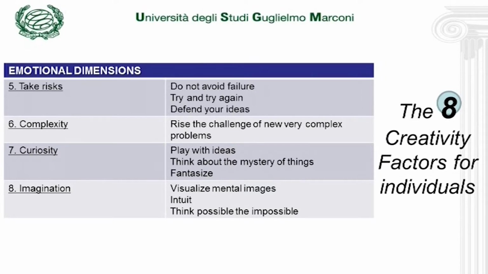And here we have factors 5, 6, 7 and 8, which are the emotional dimensions of creativity. Five, taking risks, the ability to say, okay, it's not a problem if I fail, I want to try, trying is better than failing. Complexity, the challenge of a new, very complex system. Curiosity, the idea of playing with other ideas and thinking about the mystery of things. And imagination. Think the impossible possible, someone said. So visualize, mentally imagine, and use your intuition to intuit what the solutions can be. So these are the eight creativity factors for individuals.